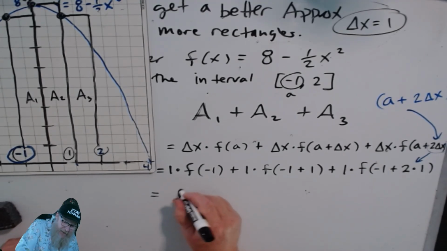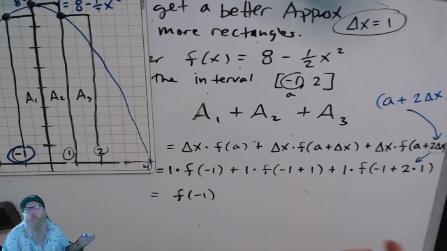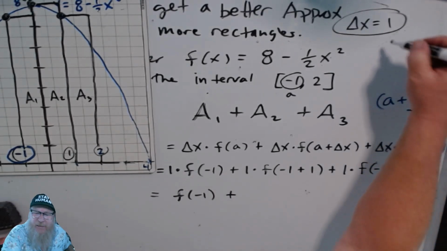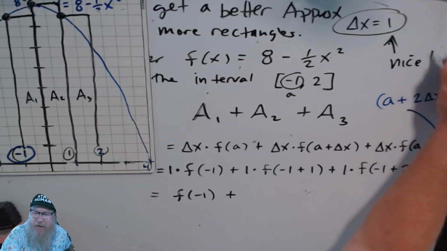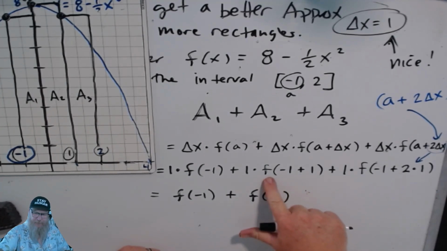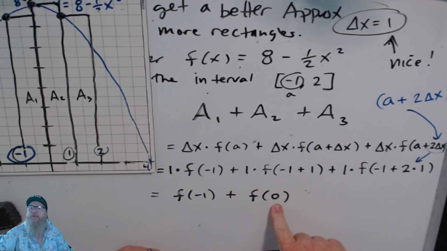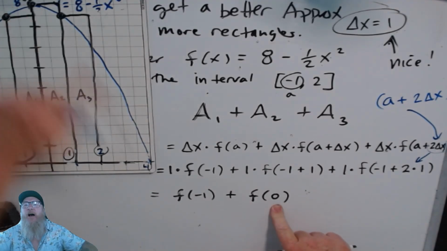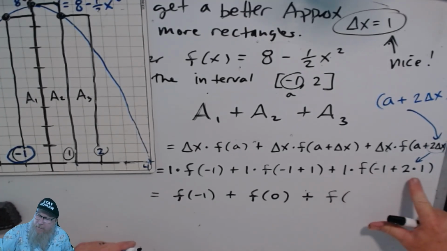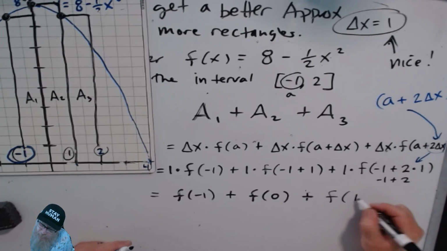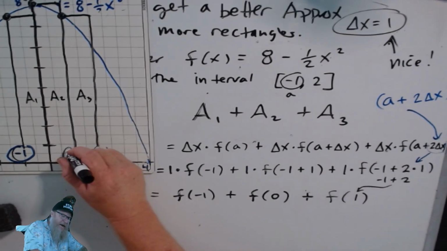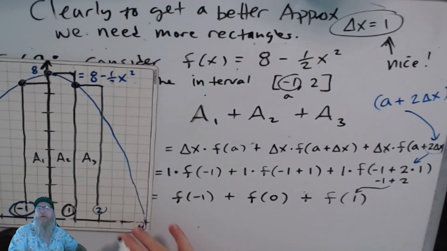So we got f of -1. I'm just omitting the 1 times because that doesn't matter in this case. That's one of the advantages of having the delta x be 1. It means when you're adding these up, you just add up the function values. This will be f of 0, which that's the only point we actually know, which is 8. And then this will be f of -1 plus 2, which will be 1, f of 1. So I need to know 2 more points on my graph.